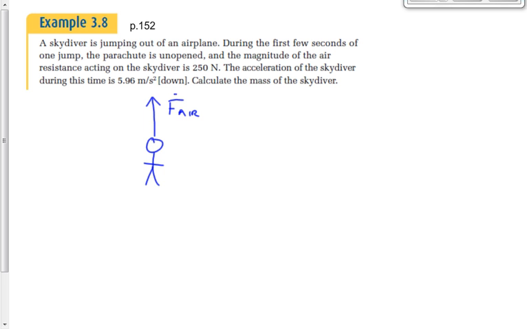The force of air resistance, that's going to act up, right? Because as you fall, gravity pulls down, so air resistance has to push up on you. 250 newtons. And it says the acceleration is negative 5.96, so 5.96 downwards. We do have a force of gravity acting downwards. Is gravity bigger than air resistance or smaller than air resistance?